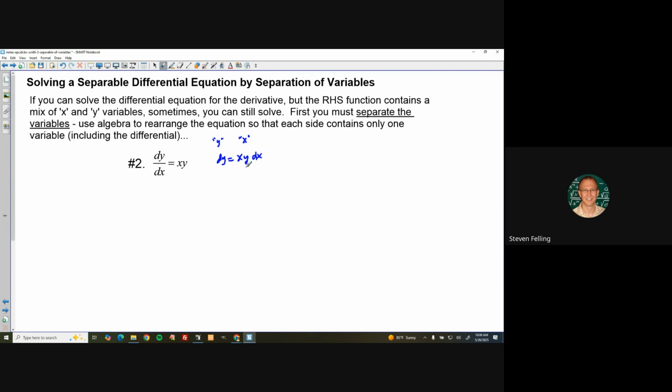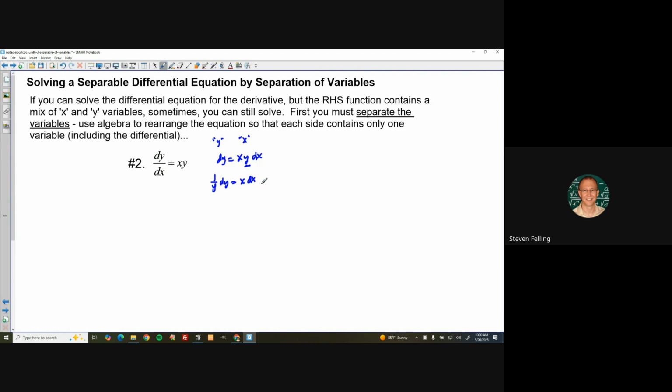But that means that this y is not on the correct side. Right, so everything is multiplied here, so I'm going to divide both sides by y, and I get 1 over y dy equals x times dx. So at this point, we have now said that the variables are separated.